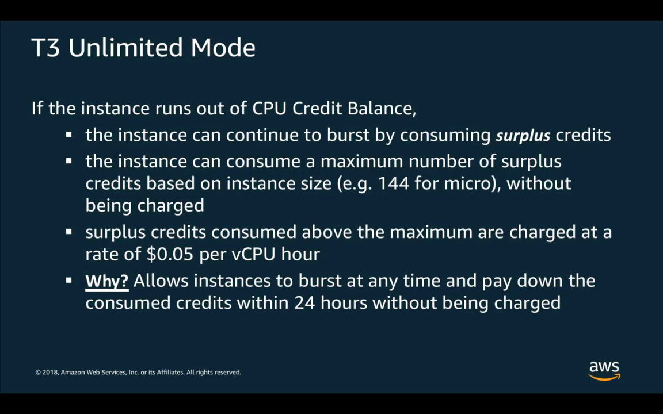So why are we allowing this? It allows the instance to burst for as long as it needs to and pay down the consumed credits within 24 hours without being charged at all, as long as your average CPU utilization over a rolling 24-hour period is at or below baseline. But if your average CPU is above baseline, you just have to pay for those credits that you're using. So let's see how this instance could behave in the previous example if it was operating in unlimited mode.